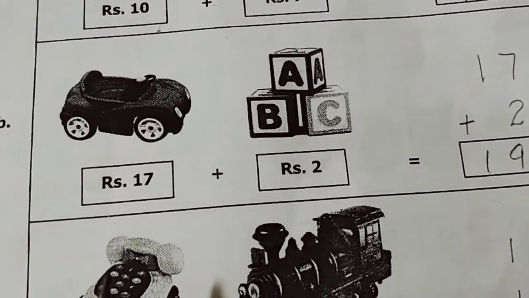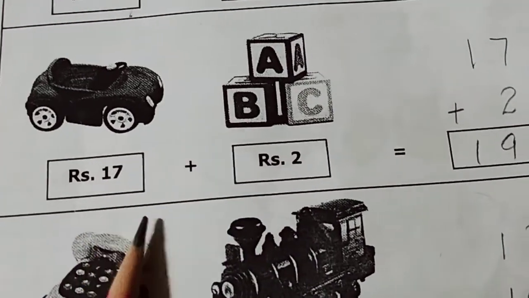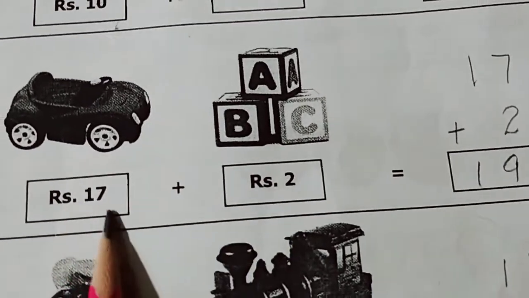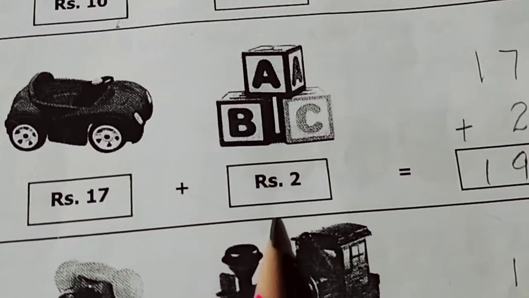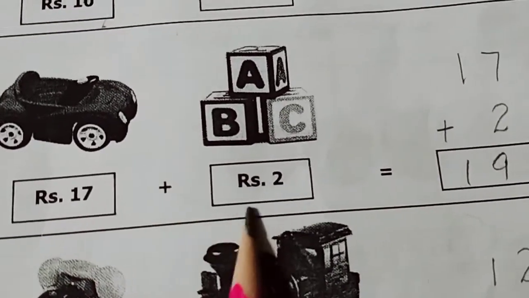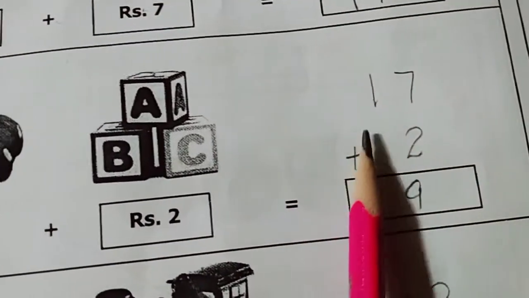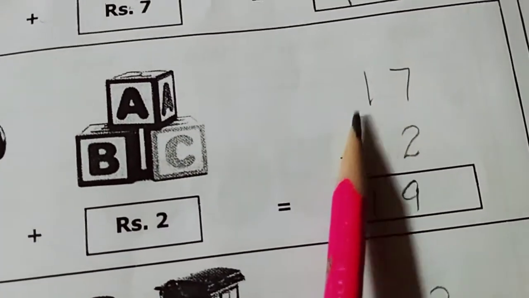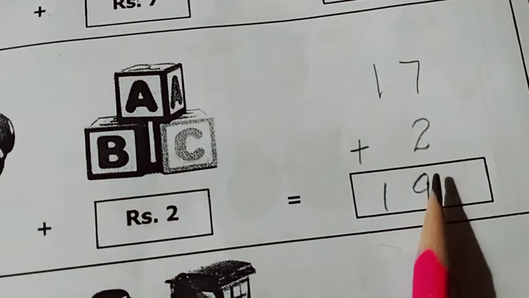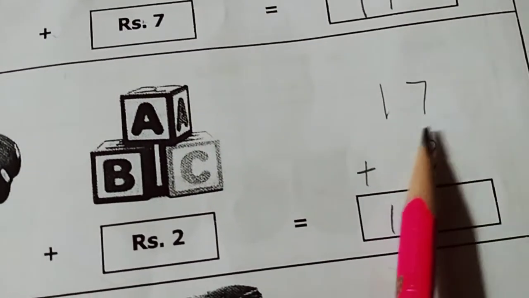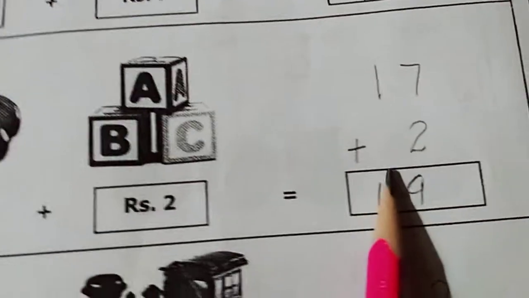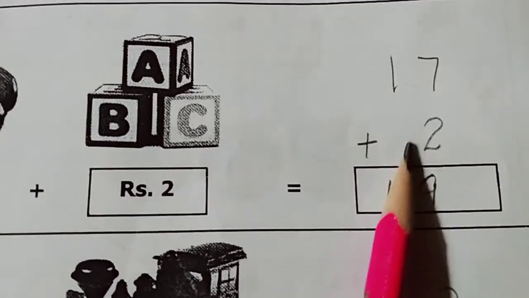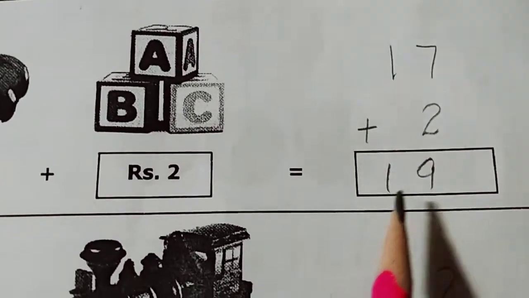Next, the car price is rupees 17 and the block is rupees 2. Cost of car and block. Now we find the total cost. We write 17 and 2. 17 is bigger than 2, so we write 17 on the upper and 2 in the lower. We will start from the unit side. 7 add 2 becomes 9. There is no value, so 1 is written as it is.